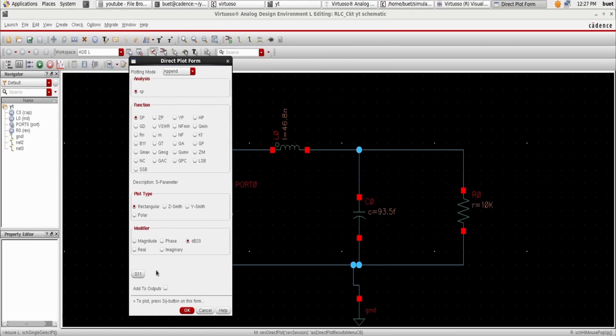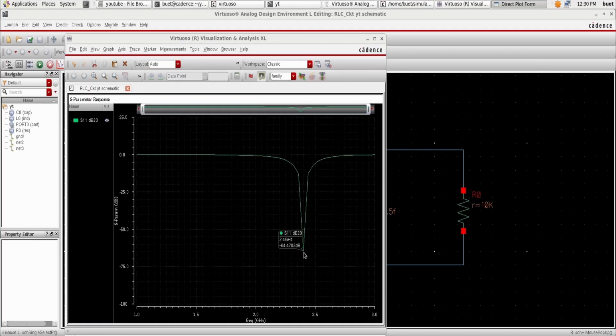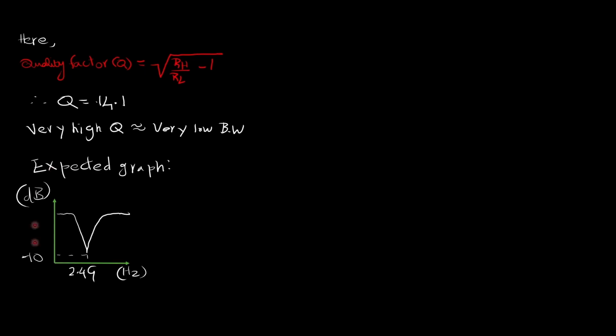dB20 and press S11. So from this we can see at 2.4 gigahertz we get minus 64 dB, which tells us that there is almost no signal transferred back to the source. Here, the lower the dB gets, the more impedance matching has occurred. Here we got minus 64 dB, which implies that it is a very good impedance matching network. Here we got the required graph and verified it using Cadence.